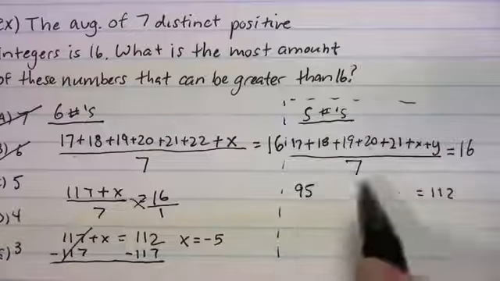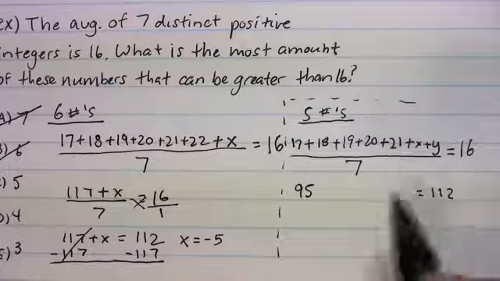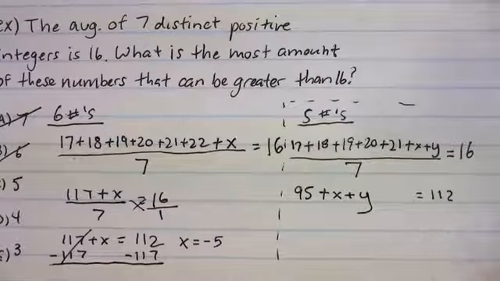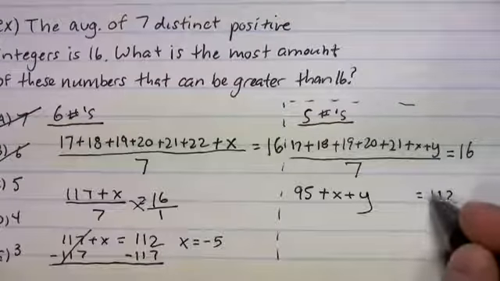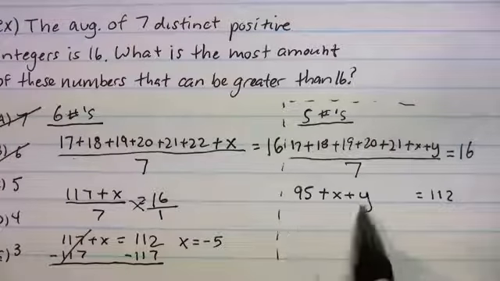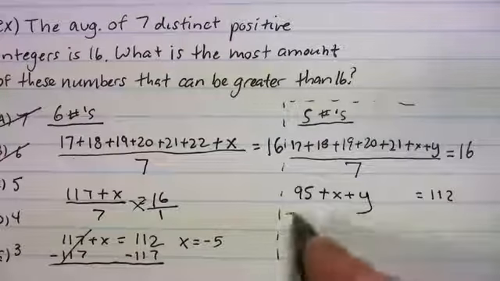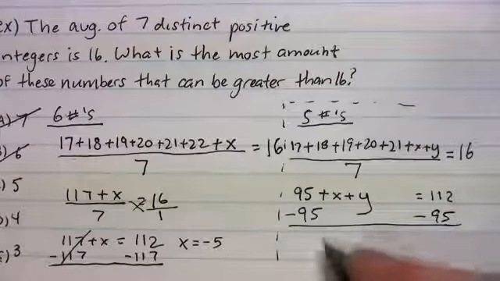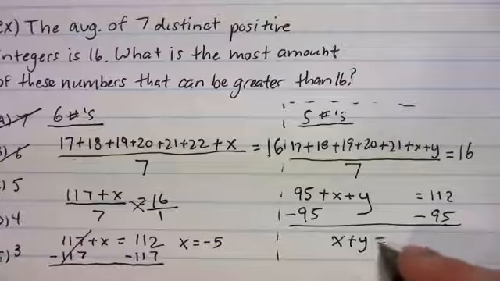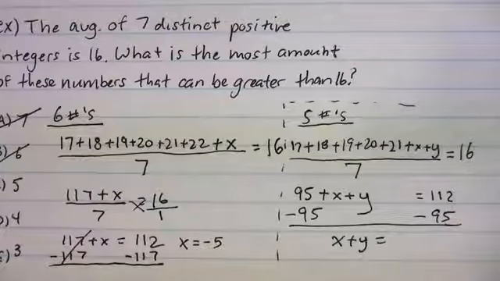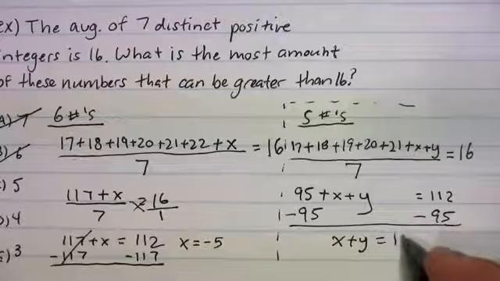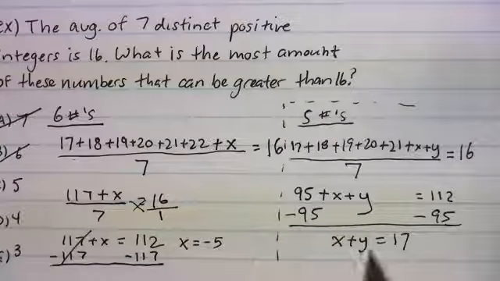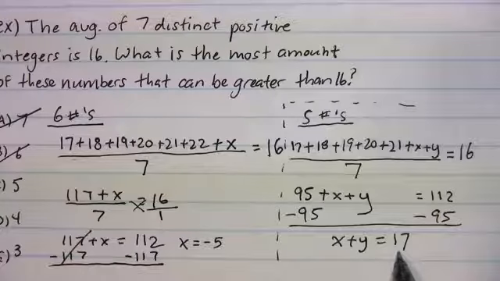All I did was add up all this stuff up here. That's 95 plus x plus y, and 95 plus x plus y equals 112. Let's minus the 95 from both sides, and we should get x plus y is equal to 112 minus 95, and we get 17. So is it possible that we could have 2 numbers that add up to 17?